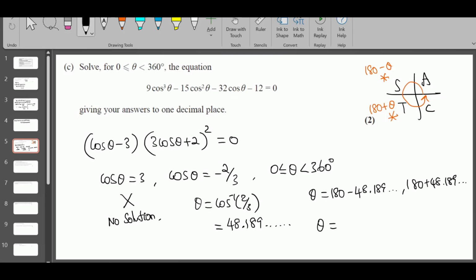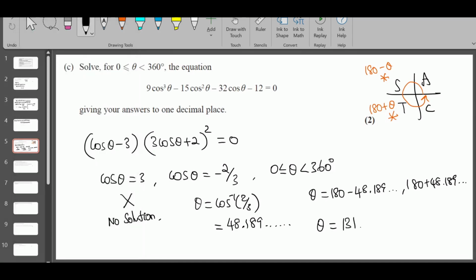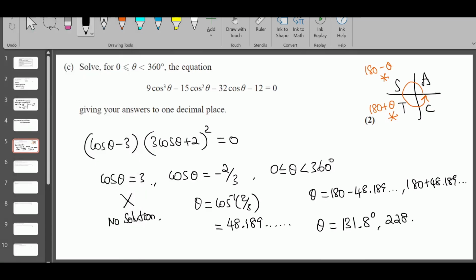Round the answer to 1 decimal place. So 180 minus the principal value, I stored it as A. So 131.8 degree, and then 180 plus this is 228.2 degree. We got 2 solutions already.